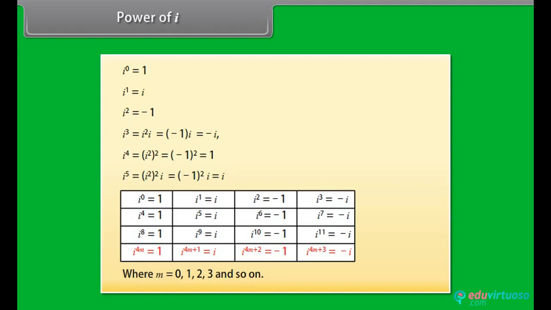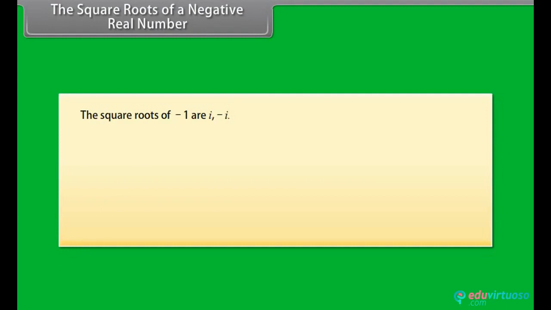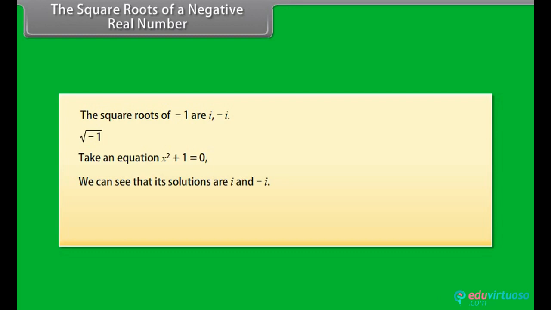The square roots of a negative real number. The square roots of -1 are iota and -iota. This symbol means iota. Take an equation x square plus 1 is equal to 0. We can see that its solutions are iota and -iota. In general, for a positive real number a, square root of -a is equal to square root of a into square root of -1, which is equal to square root of a into iota.